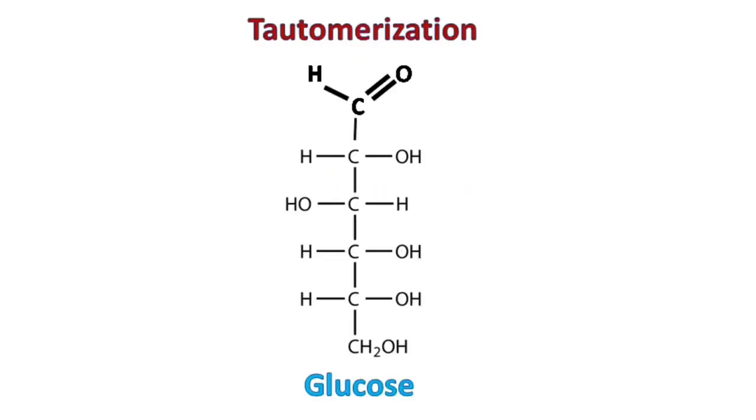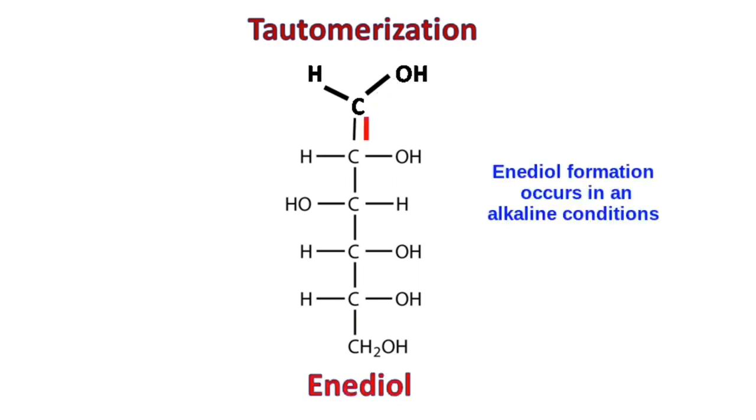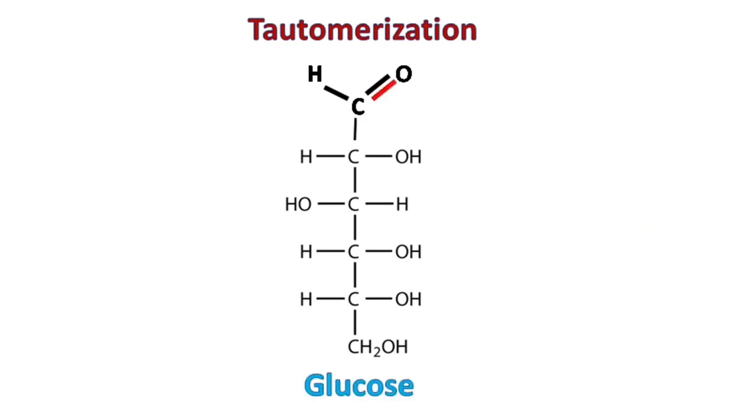Tautomerization. This is a process in which there is a shifting of hydrogens from one carbon to the other to form enediols. The enediol formation is usually facilitated in the alkaline environment. For example, glucose can be converted to fructose by its intermediate enediol in an alkaline environment.